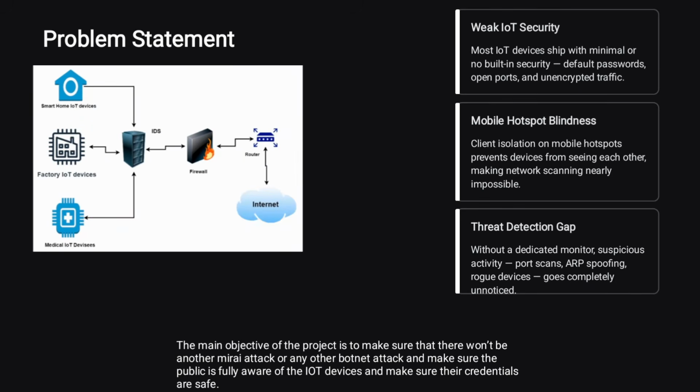Let me explain our problem statement. The main problems we identified are: first, most of the IoT devices have weak security like default passwords and open ports. Secondly, mobile hotspots isolate devices so scanning becomes difficult. Third, there is no proper monitoring system so attacks go unnoticed. This creates a major gap in detecting real-time threats. Our objective is to detect these threats and improve IoT security awareness.